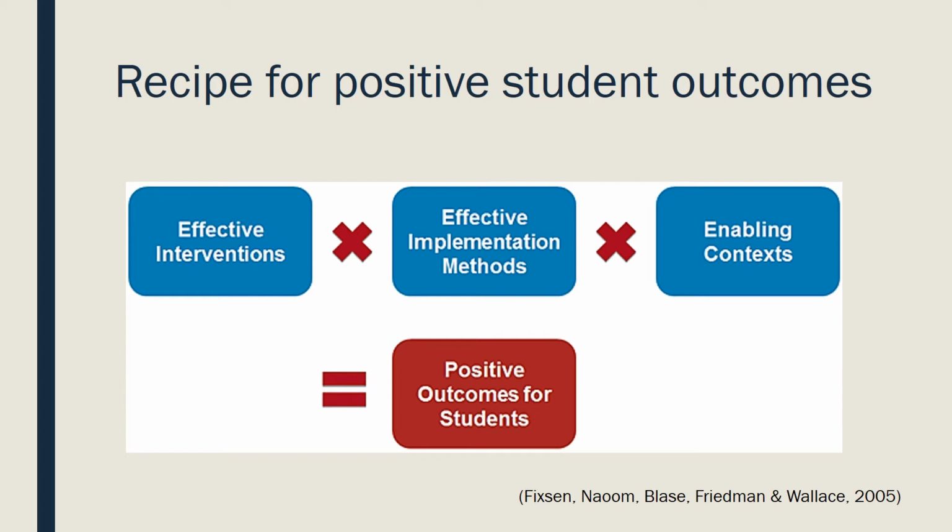So let's define the parts of our positive student outcomes equation. Effective interventions are critical to student success. We have a limited amount of time to work with students. We do not want to waste that precious time that we have implementing something that has a low probability of positively impacting the student outcomes we hope to see. By selecting interventions that have the highest probability of success, we maximize the likelihood that students will progress.